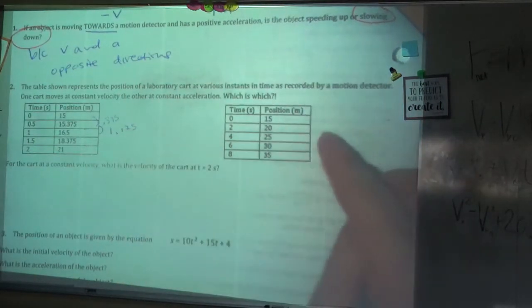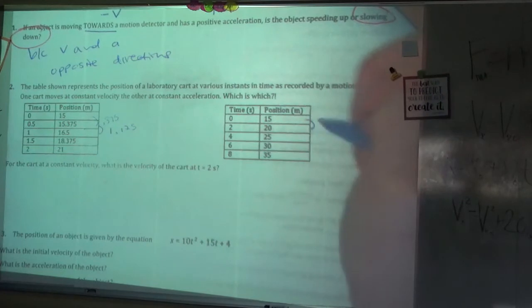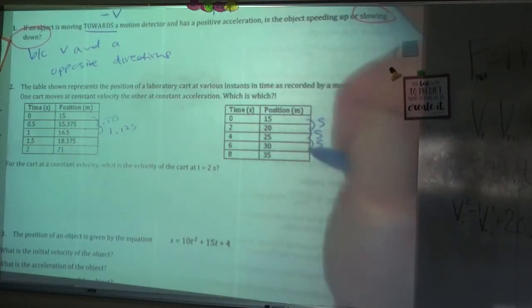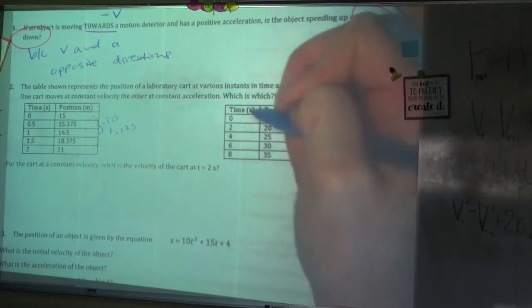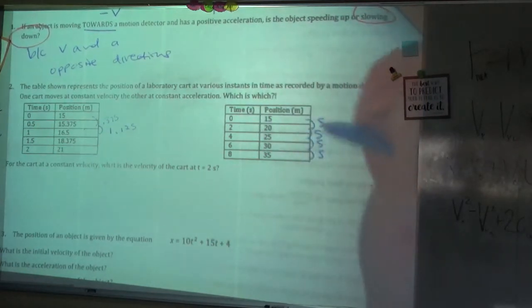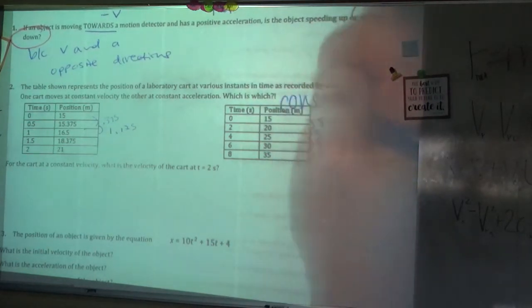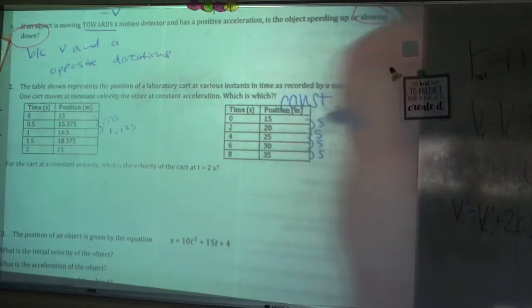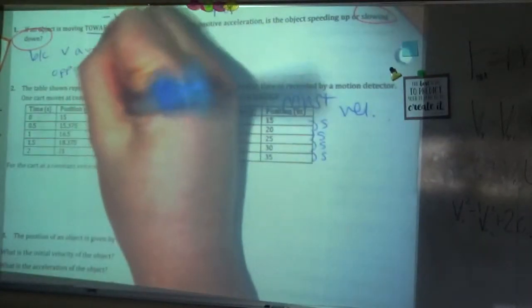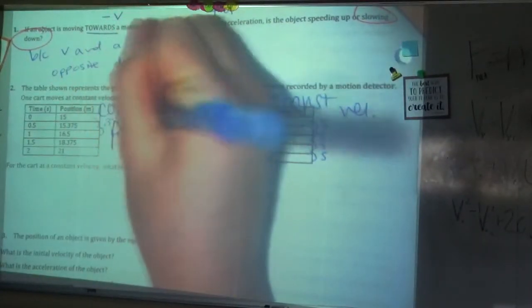So this is not moving the same distance each time. So let's look at this one. It was at 15, now it's at 20, it moved 5. 20, now it's 25, it moved another 5. So this one is moving exactly 5 meters in each 2-second interval. So this is the one at a constant velocity, because it travels the same displacement each time interval. Whereas this one is increasing the distance it travels each half second. So this one was the acceleration.